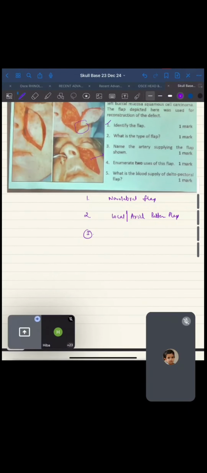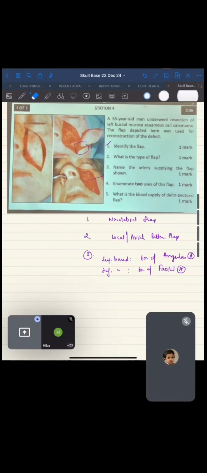Okay? So for the superiorly based nasolabial flap, the supply is branches of the angular artery. And for the inferiorly based flap, the answer is branches of the facial artery. But suppose this comes in the exam and you don't know anything about what to answer. Okay, if you have to answer only one thing, answer facial artery because it's more commonly seen, and if you remember, then answer both of them. Let the examiner give you 1 mark for this.